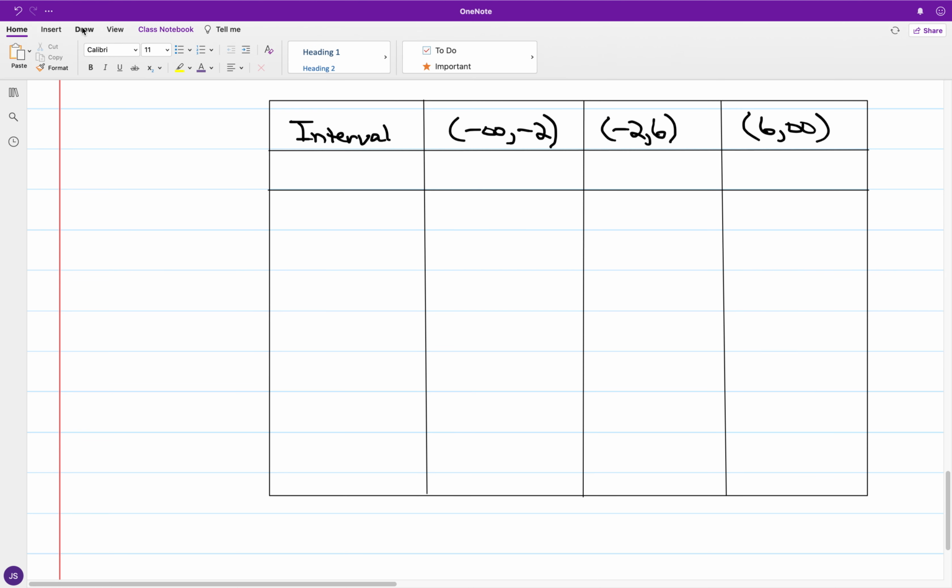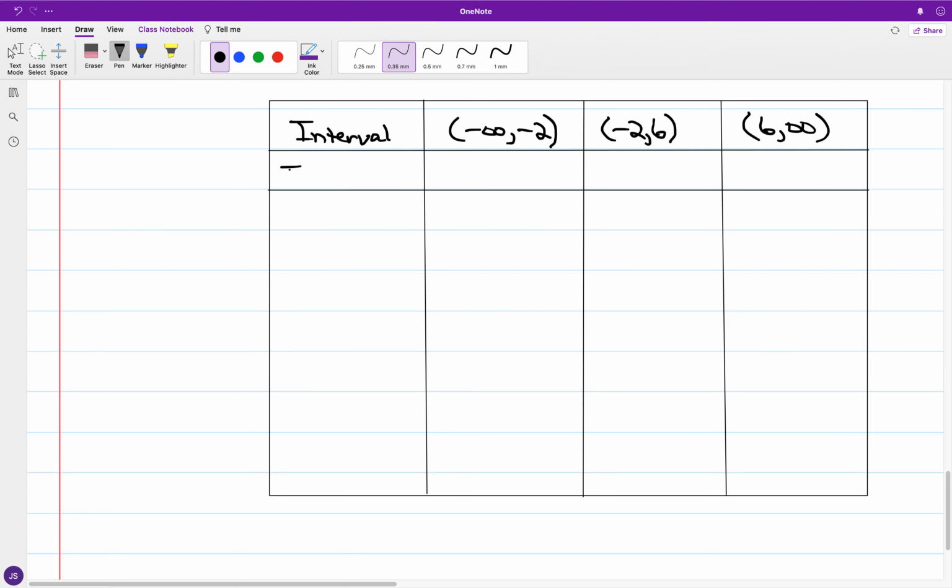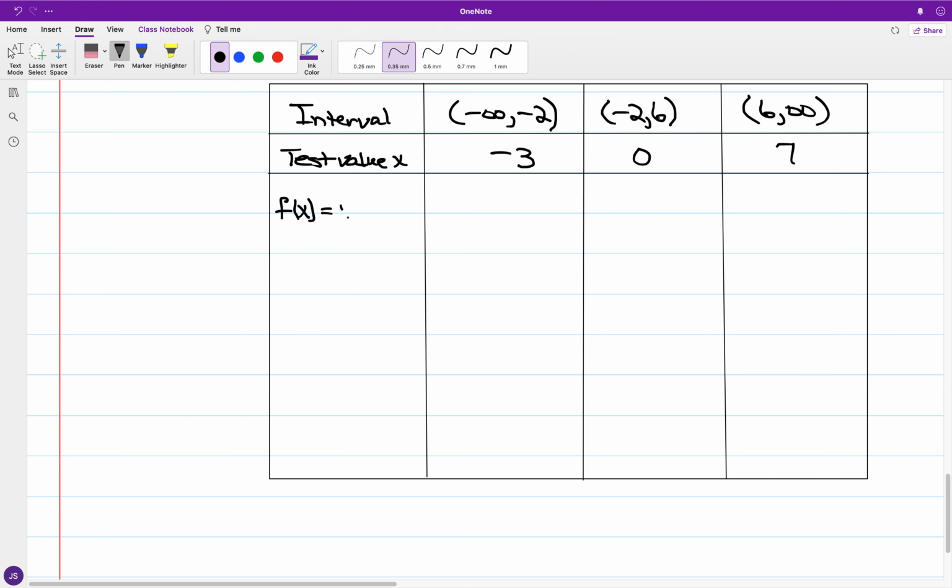Okay, so for the possible input values, anything less than -2, we might go with -3. Between -2 and 6, we can go with 0. Anything greater than 6, we might go with 7. Now with f of x, again, this is going to be x squared minus 4x minus 12.